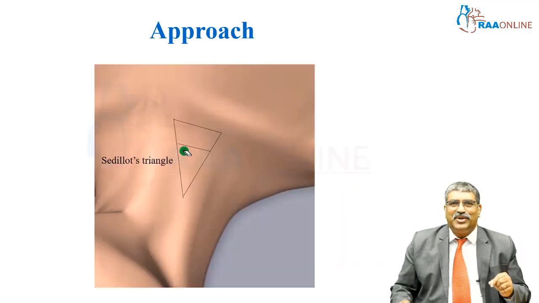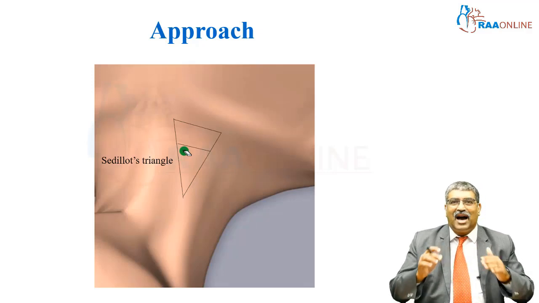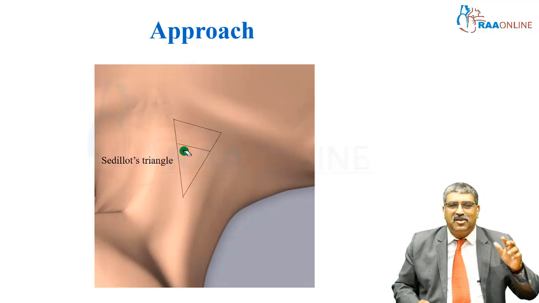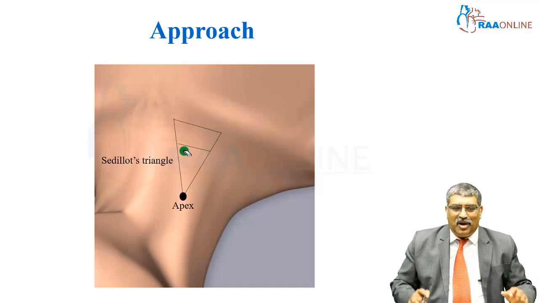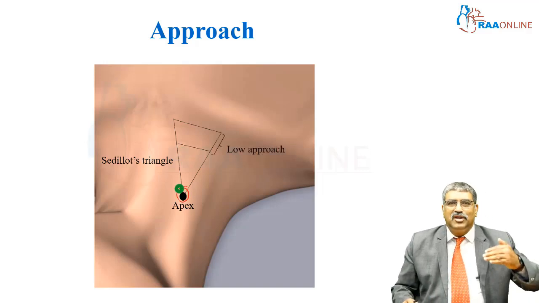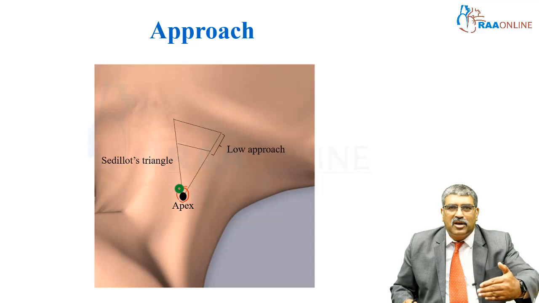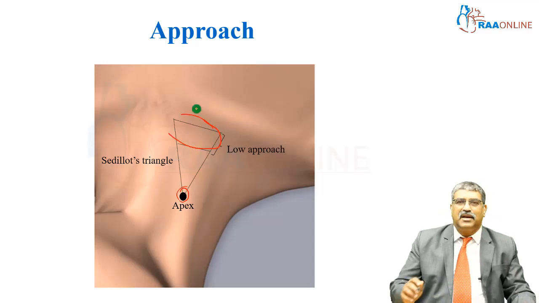The approaches to the jugular vein can also be classified as high and low approach based on the Sedillot's triangle. Here you have the apex of the triangle. Low is you go below 2/3 of the triangle, that is almost near the clavicle.